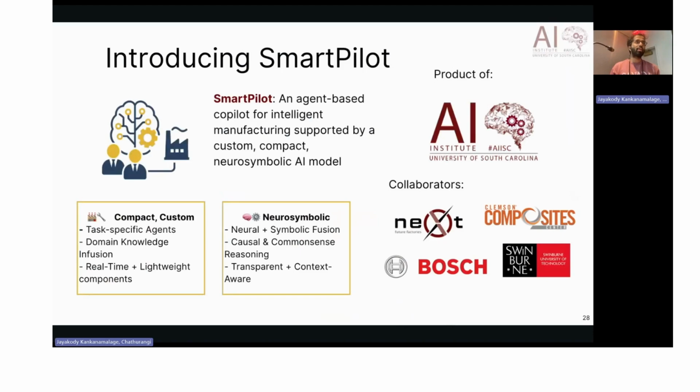And then neurosymbolic, Chatranki has defined a little bit before, but let me refresh the memory. It contains both neural and symbolic things. Neural as in models like deep learning models, and symbolic as in structured knowledge sources like a knowledge graph or ontology, or any structured knowledge sources. And it has causal and common sense reasoning, and it is very transparent and context aware, like we said before on copilots.